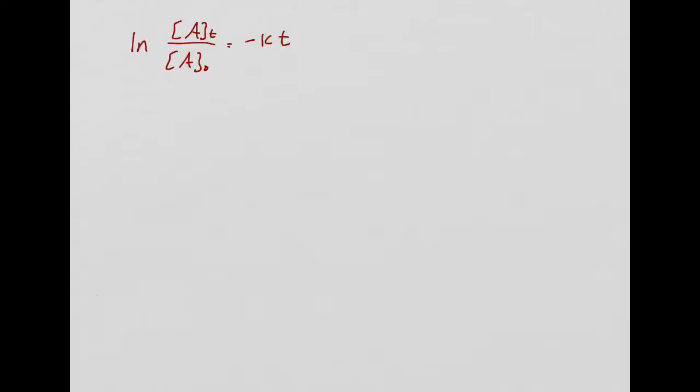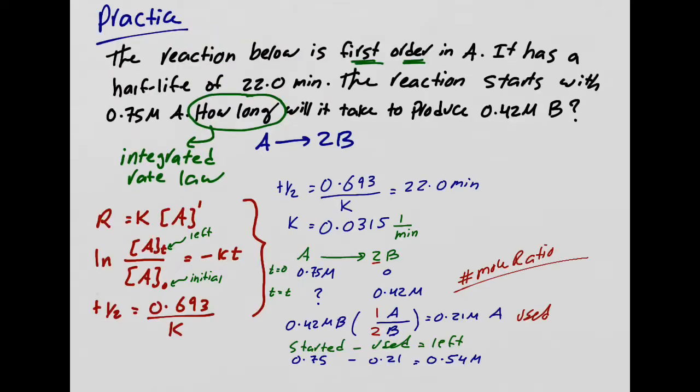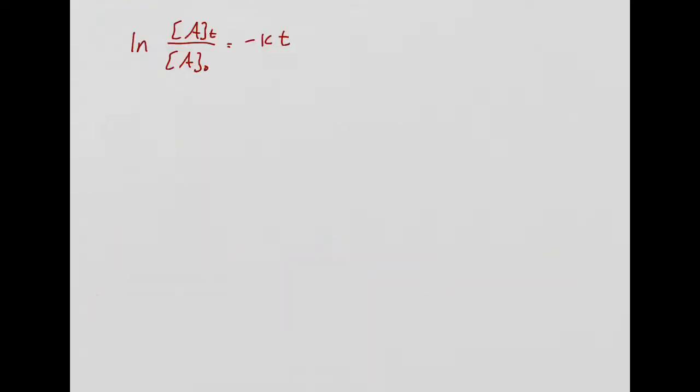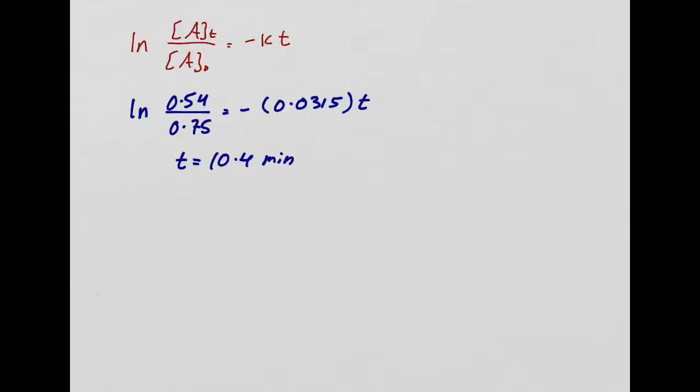You ready? Let's do this. So we have all the numbers that we need. I'm going to have ln. What is A left over? A left over would be 0.54. Initial is 0.75, minus, I have the K, 0.0315, and T is what I'm trying to figure out. Okay, so when I plug in T, what I end up getting is 10.4 minutes.